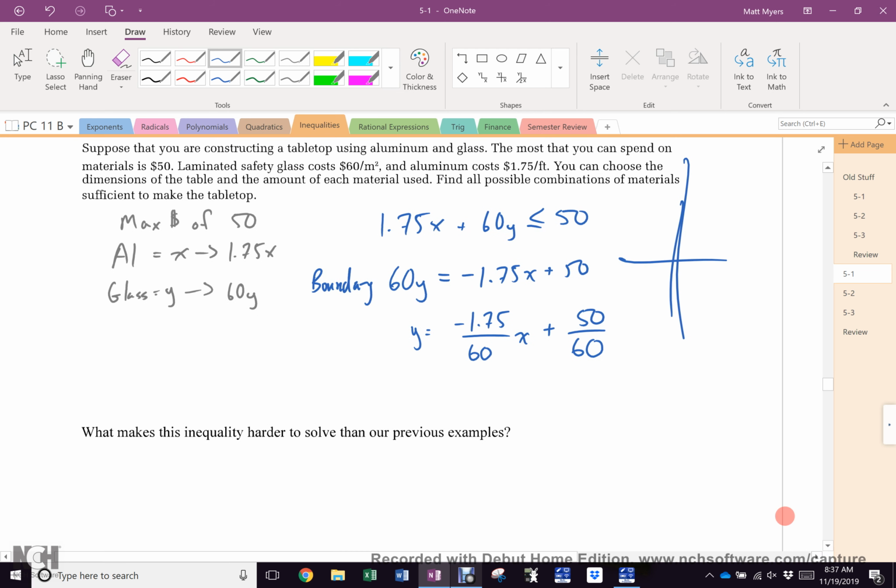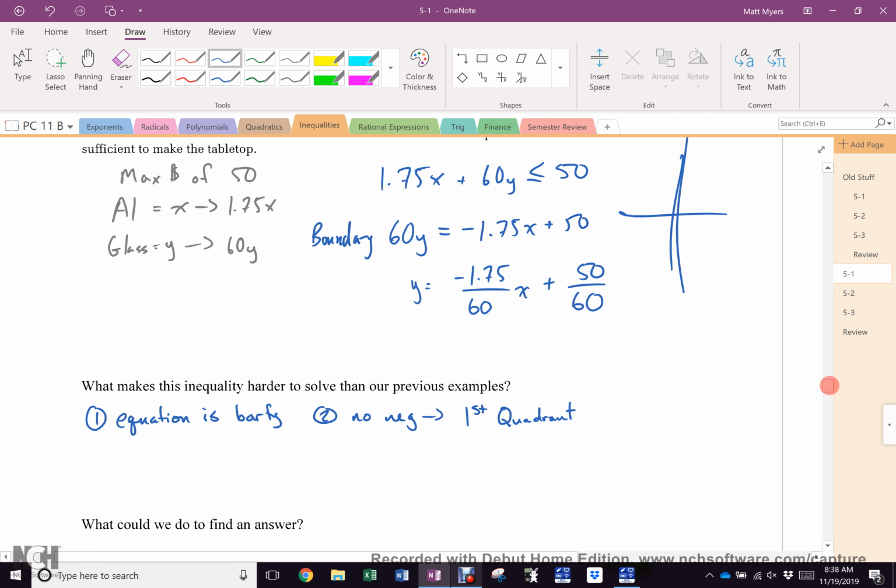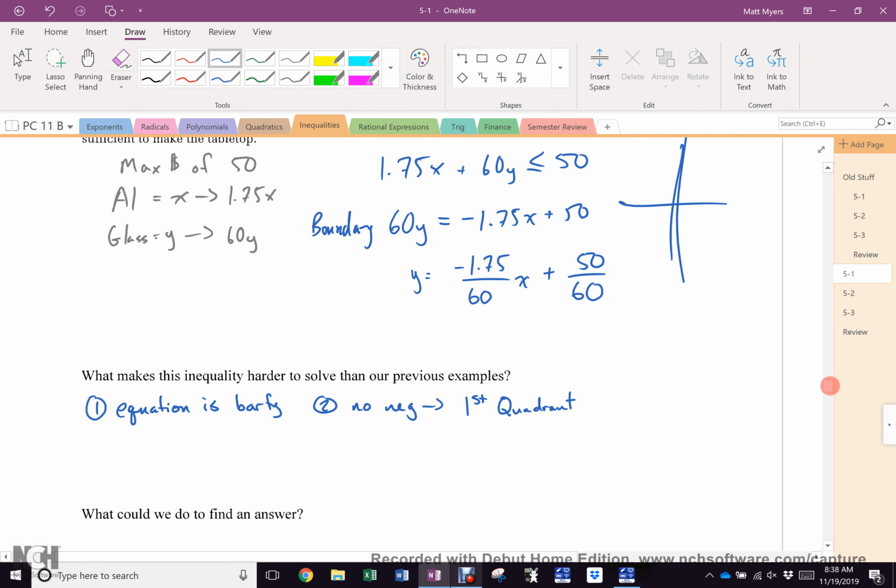So what makes this difficult? Well, one, the equation is barfy. I'm actually writing barfy. I don't care. It's not really a math term, but I'm going to write it. What else is ugly? There's no negatives. We can only use the first quadrant. Yuck, yuck, yuck, right? So what can we do here? The equation's barfy. There's no negatives.